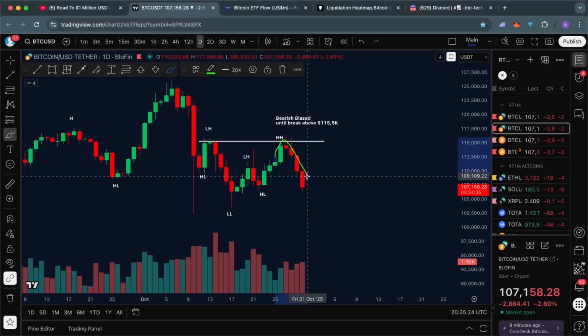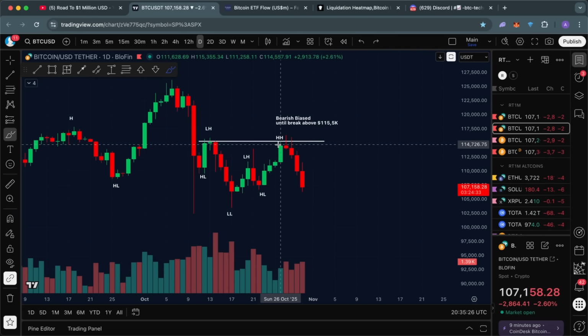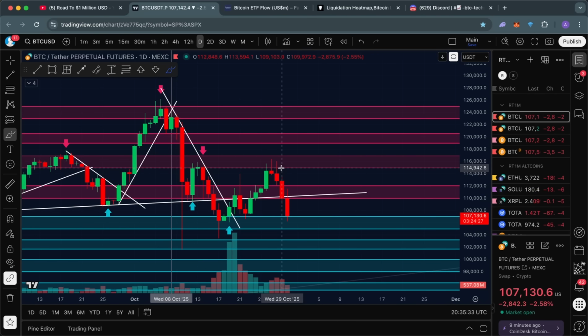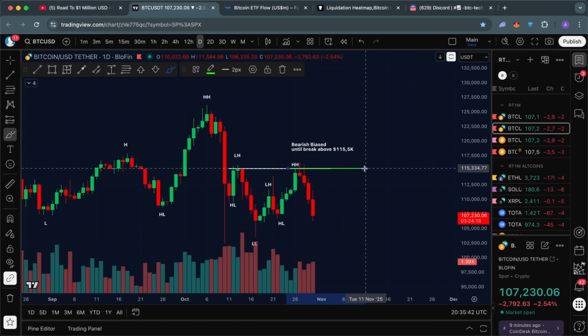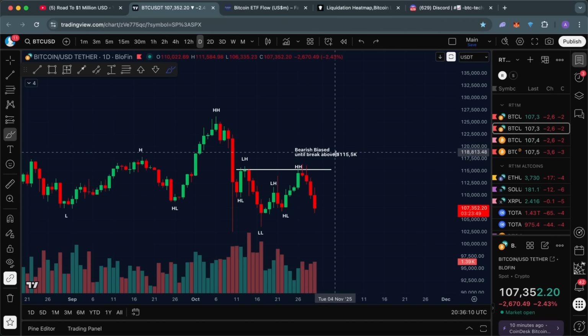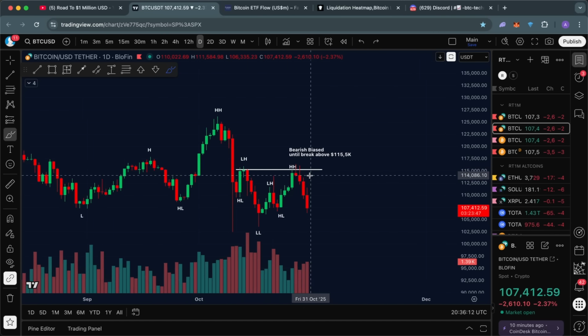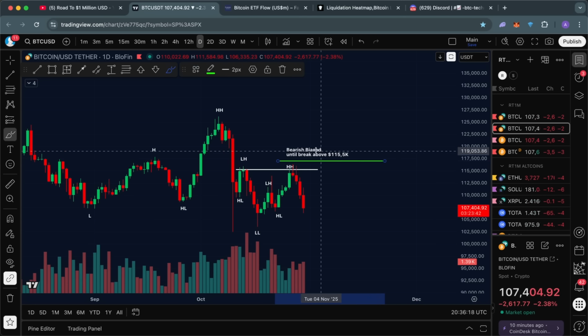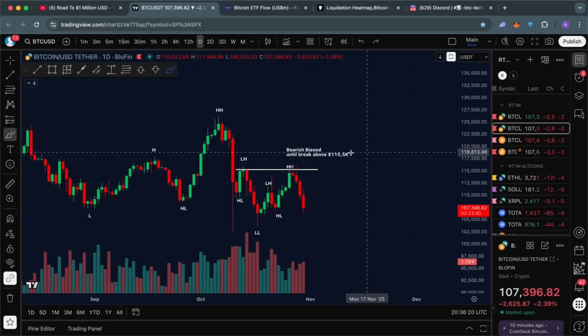But right here we saw a perfect rejection from this area of resistance, which you can see right here in my chart as well. We had this area of resistance here from 115 all the way up to 117K. This is where we saw the rejection, and therefore we didn't get those candle closes above 115.5. So for now, nothing has changed, and we can simply keep this in the charts here. Still bearish bias, expecting new lows to be made so long as we are not breaking above 115.5K.